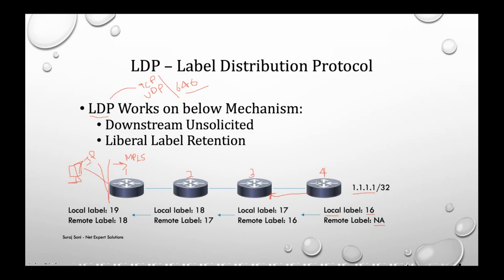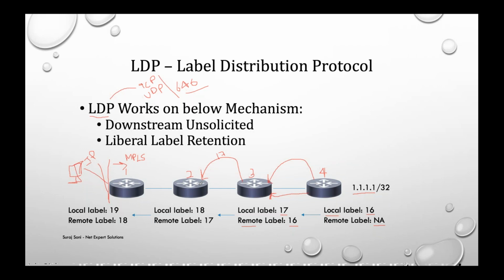So R4 says, my label, I am assigning 16 to this, and this information is sent to R3. R3 says, okay, you are using 16, so I will put my remote label as 16. Because my neighbor is assigning 16, and I also have to assign one local label for my neighbors, so I will assign 17 to it and send this information: I have assigned 17.